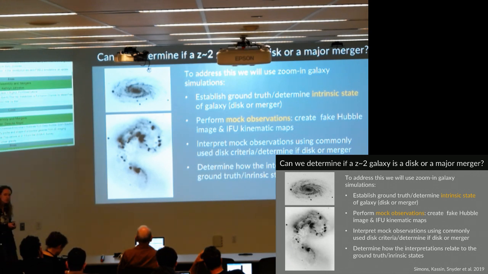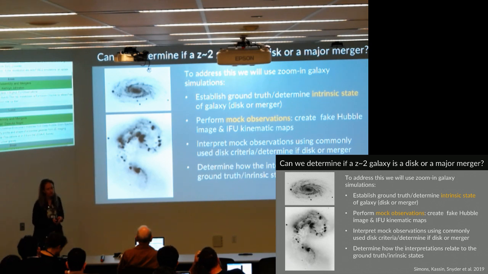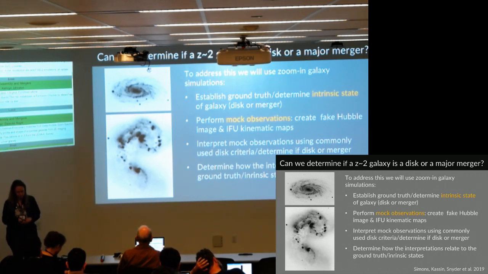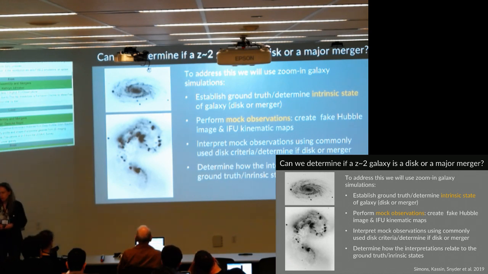So we're going to test these criteria, and we're going to determine whether a redshift 2 galaxy is a disk or a major merger, or at least have a shot at this, using simulations. This is one of the things I like to use simulations for, to help me interpret my observations, to see whether I'm doing this right.